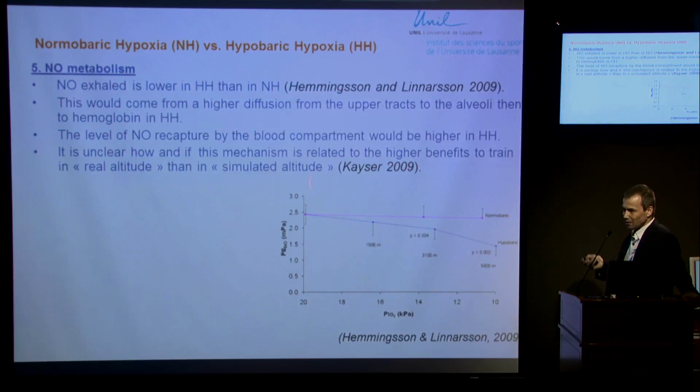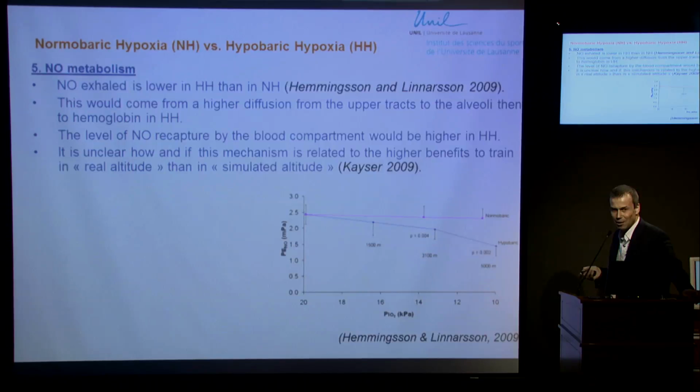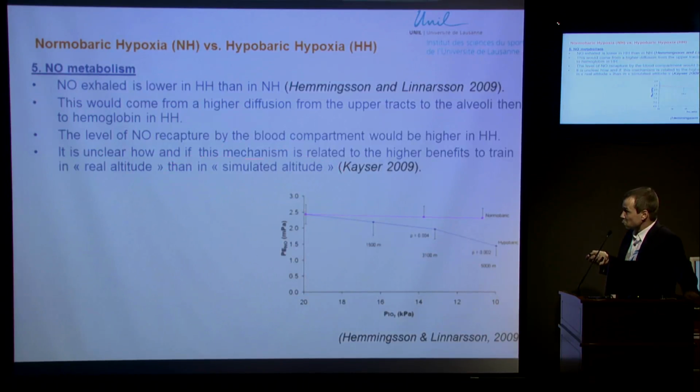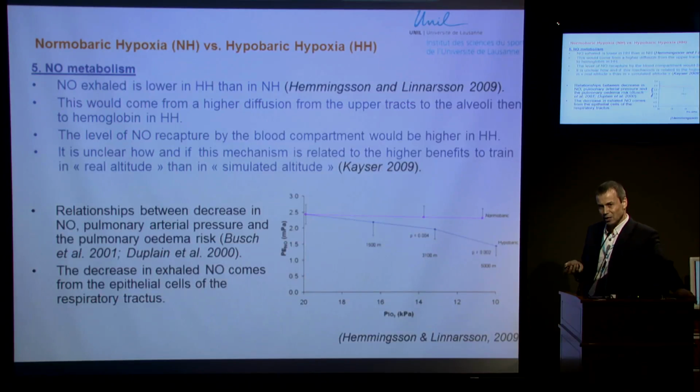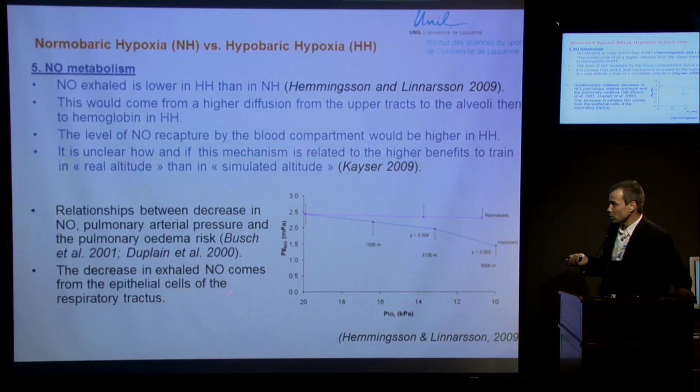And then Ben Kaiser, who's now working in my institute in Lausanne, also speculated whether this mechanism might be related to the, yet to be proven, benefits of training in real altitude rather than in simulated altitude. You have a figure here about the difference in the exhaled NO. And we know that it's quite important in terms of ventilatory adaptation and the potential pathophysiological response to high altitude, because these people show that there's a relationship between NO, pulmonary arterial pressure, and pulmonary edema risk.